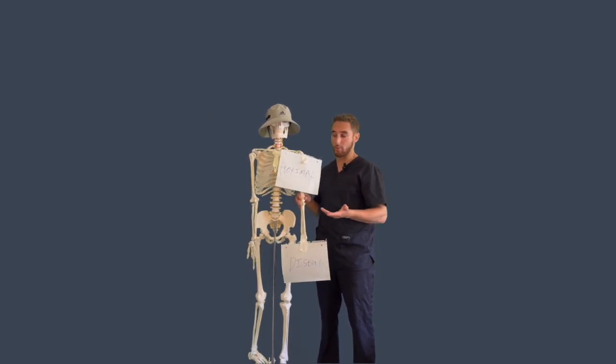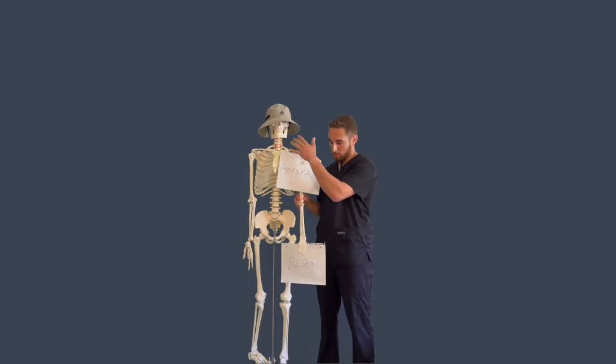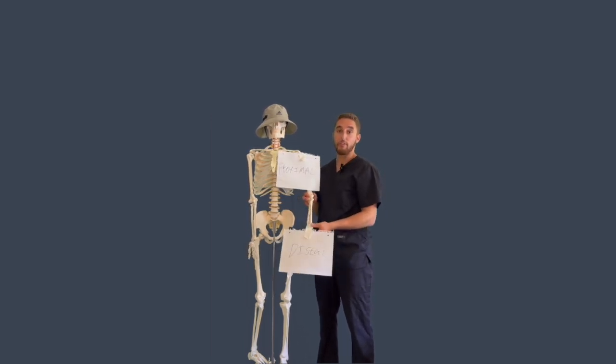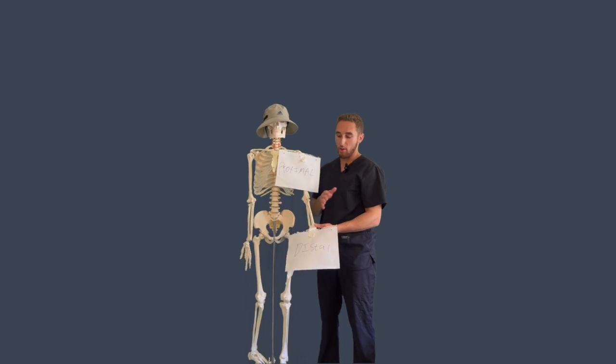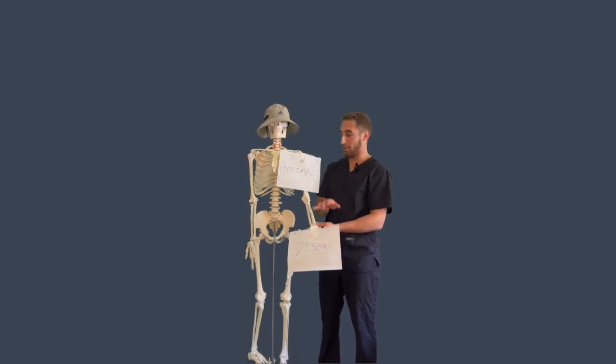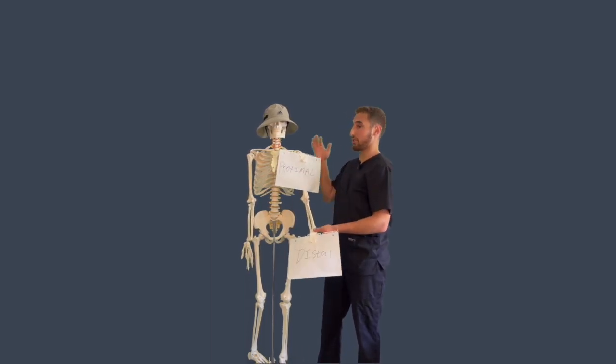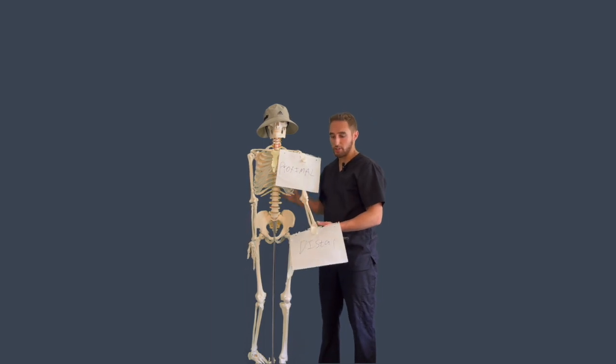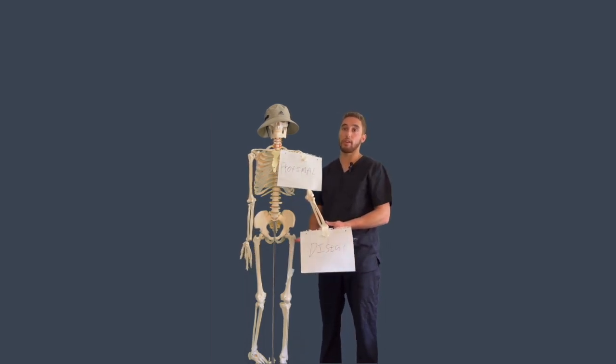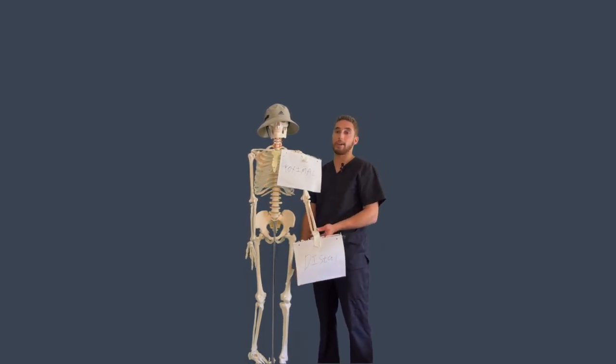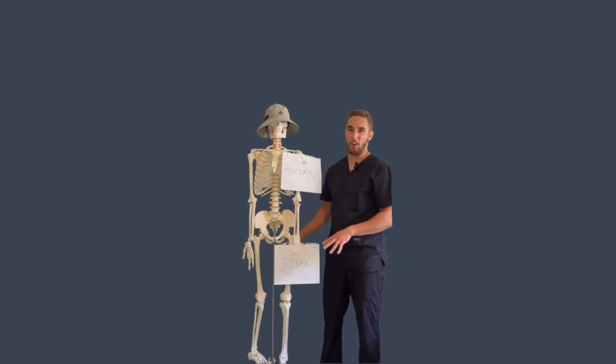So you have two ways to describe that. Proximal is closer to the torso. Distal is farther away from the torso. So the wrist is more distal than the elbow, and the elbow is more distal than the shoulder, and so forth. The most distal aspect of the upper extremity is the fingertips. The most distal aspect of the lower extremity is the toes.